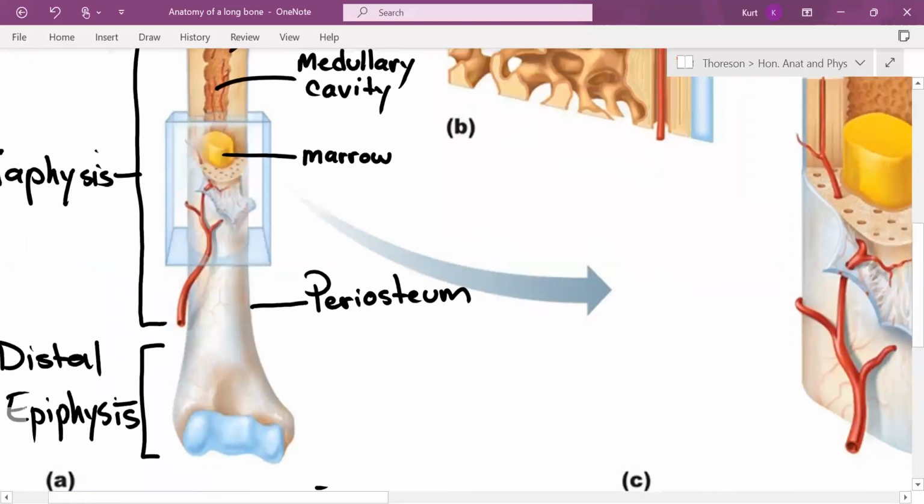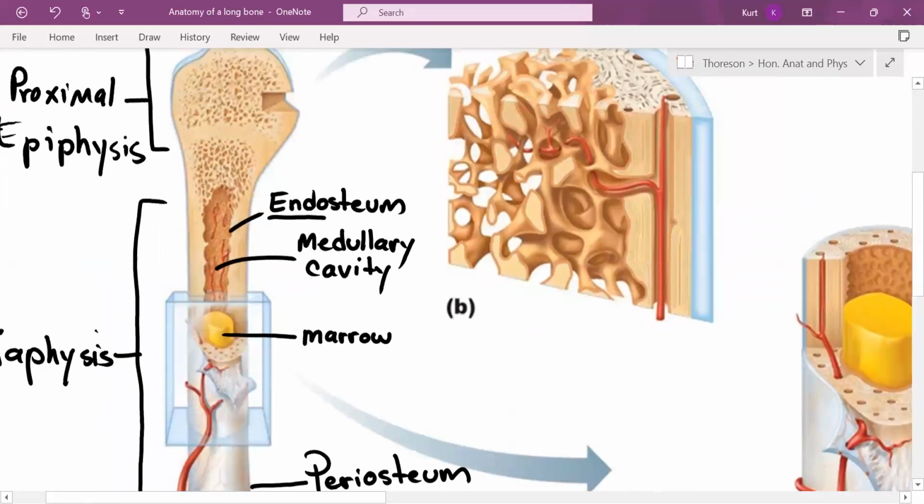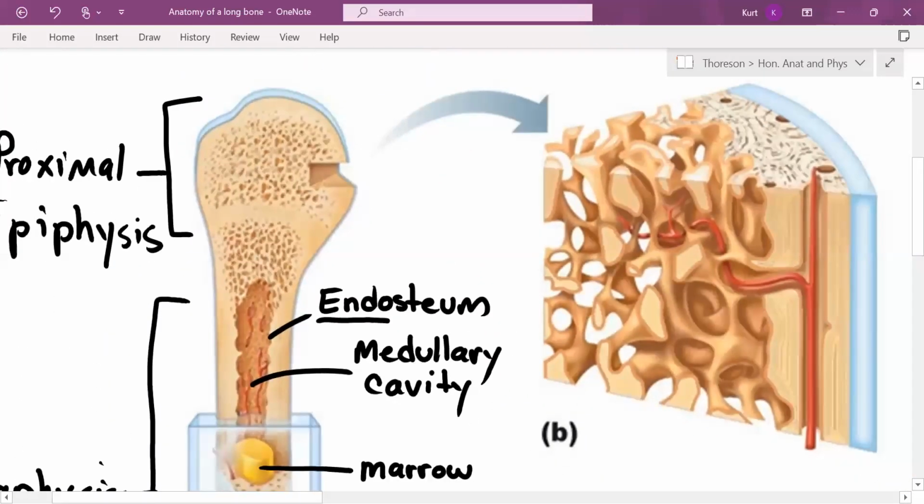Any questions so far? Okay. Take a look at this. Look at this line right here. That is the epiphyseal line or the epiphyseal plate. Same thing.